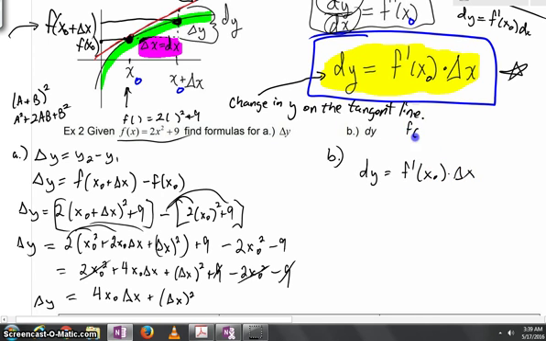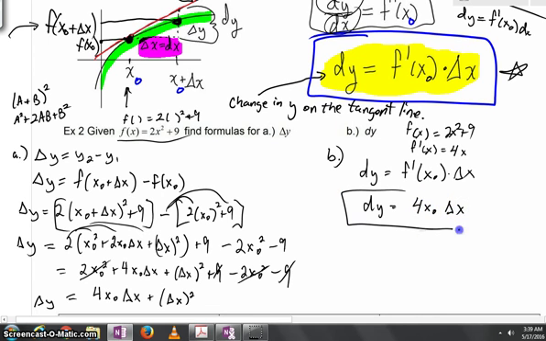Well, if f of x is equal to 2x squared plus 9, guess what f prime is? Hopefully that's plain and simple and just a 4x. Well, let's plug in our x naught. We'll get 4x naught delta x. And that, nice and simply, is our differential.